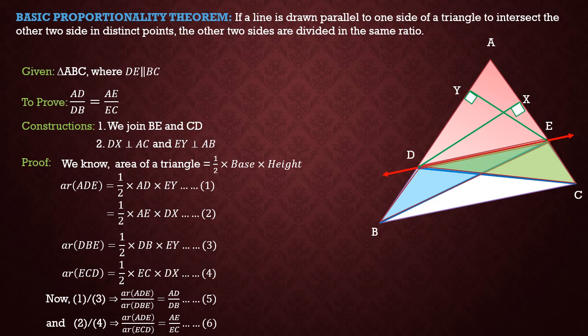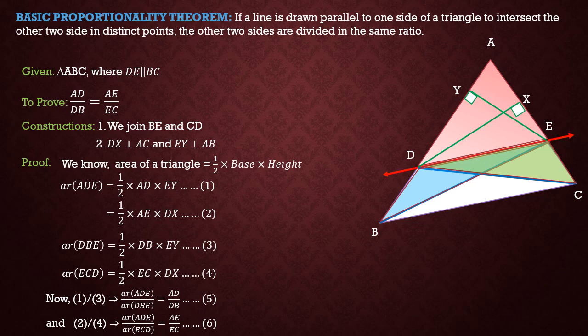So now we need to prove the right hand side of equation 5 and equation 6 to be equal, that is AD by DB equal to AE by EC. Then we have to prove that their left hand sides are also equal. Now notice in the left hand side you have the numerators ADE and ADE in both cases, and since they are the same triangle, their areas are also equal. So if we can make the denominators also equal, then these two will become equal.